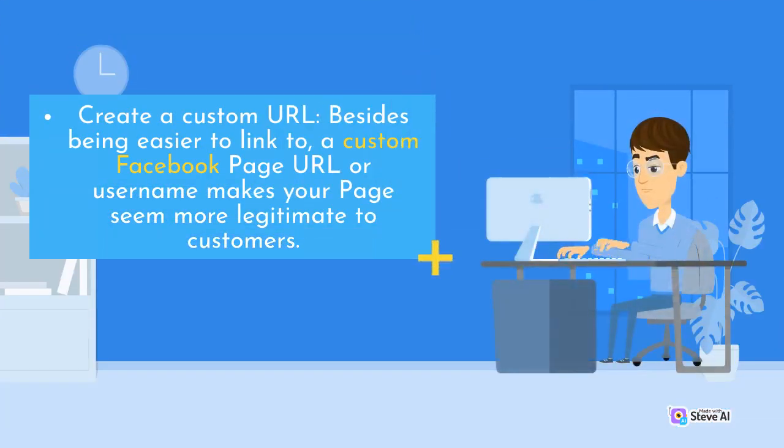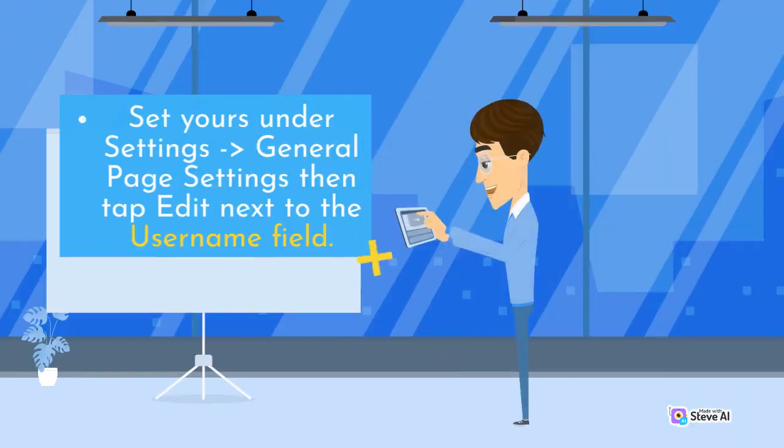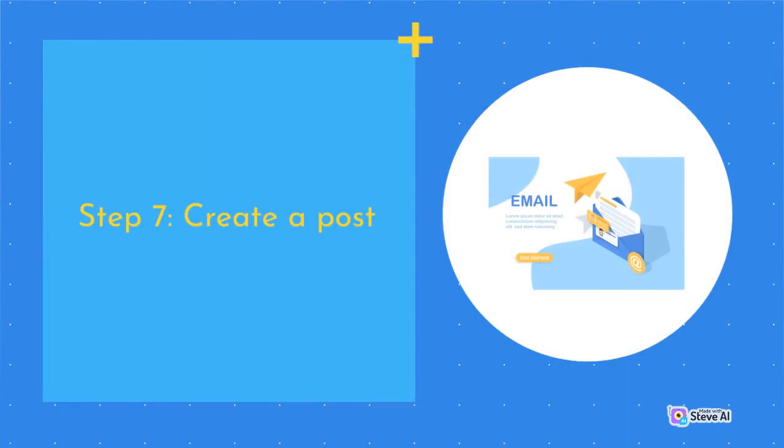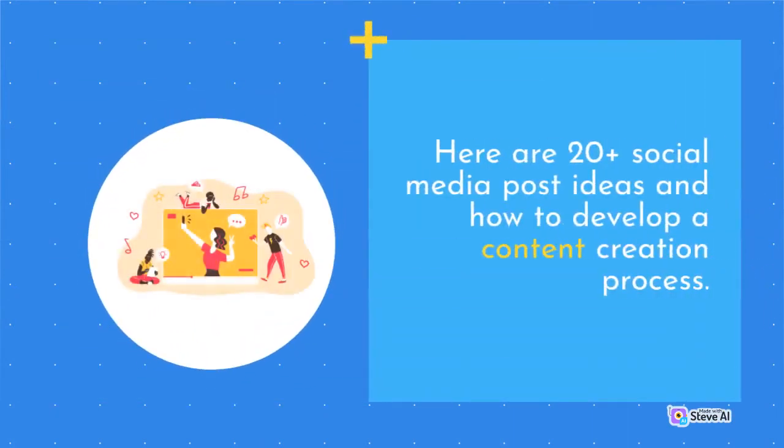Create a custom URL. Besides being easier to link to, a custom Facebook page URL or username makes your page seem more legitimate to customers. Set yours under Settings, greater than General Page Settings, then tap Edit next to the username field. Step 7. Create a post. Here are 20+ social media post ideas and how to develop a content creation process.